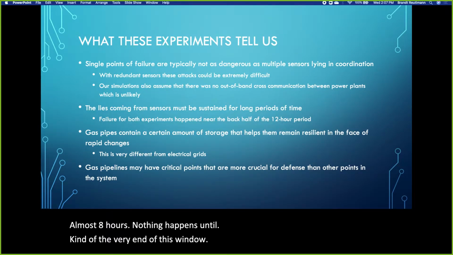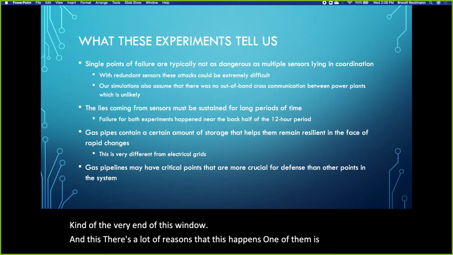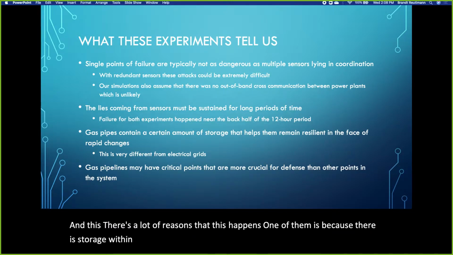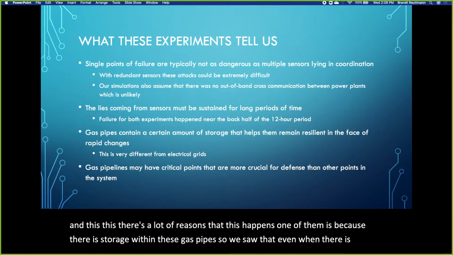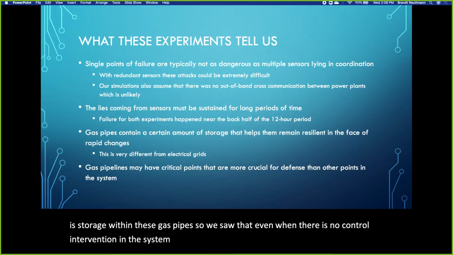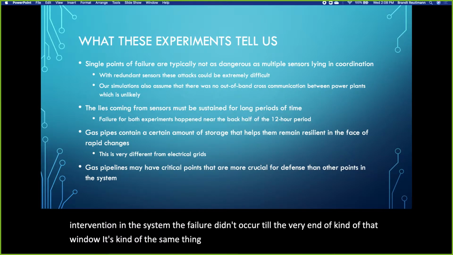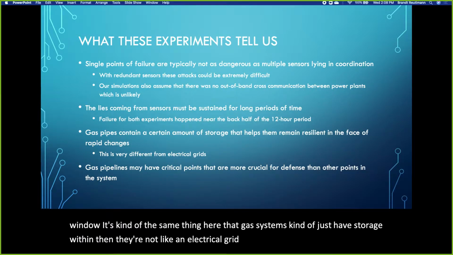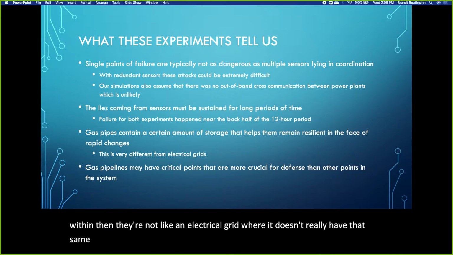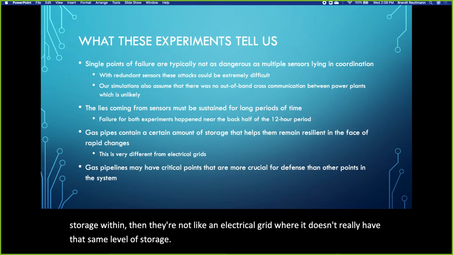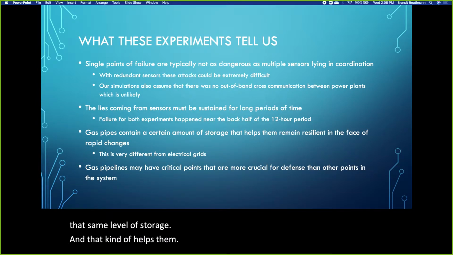And there's a lot of reasons that this happens. One of them is because there's storage within these gas pipes. We saw that even when there was no control intervention in the system, the failure didn't occur till the very end of that window. It's the same thing here, that the gas systems just have storage within them. They're not like an electrical grid, which doesn't have that same level of storage. That helps them be resilient in scenarios where that increased demand happens very rapidly.